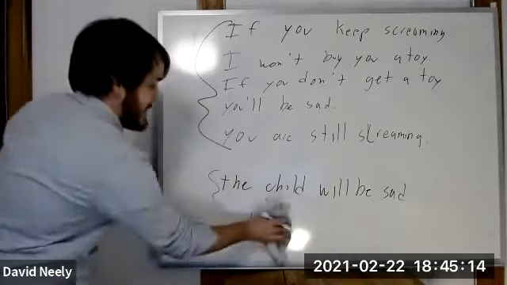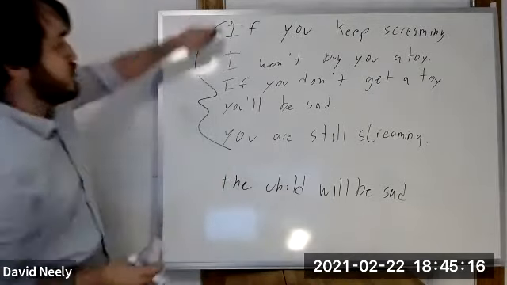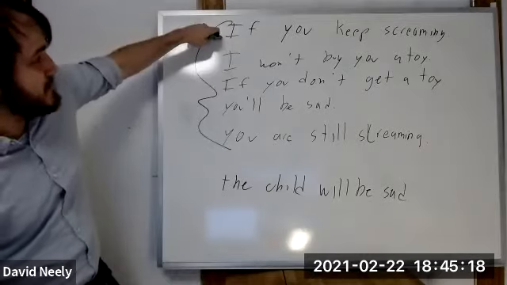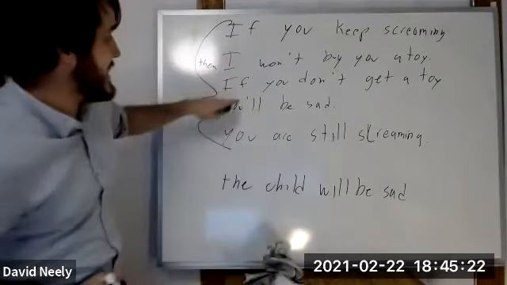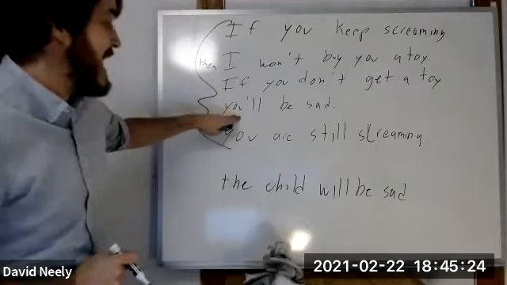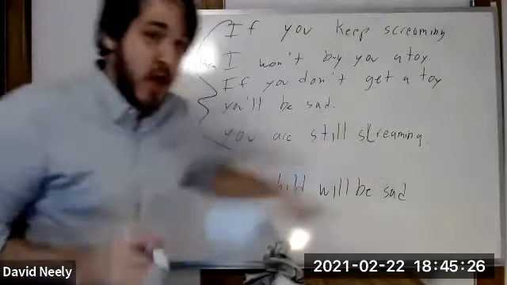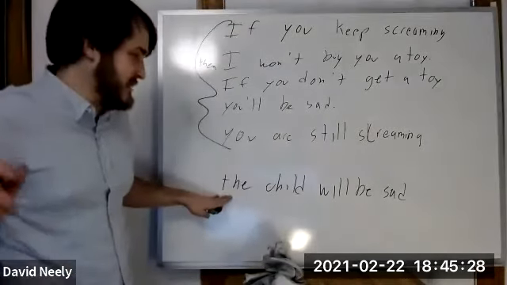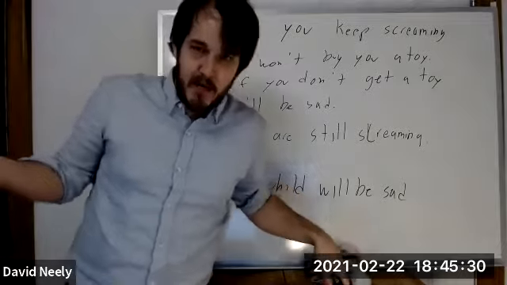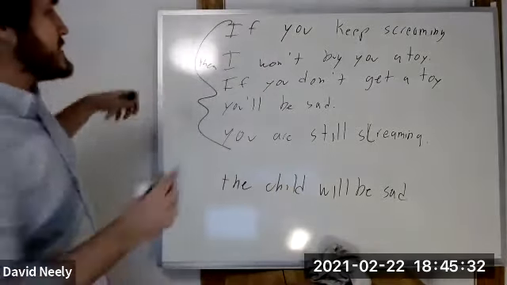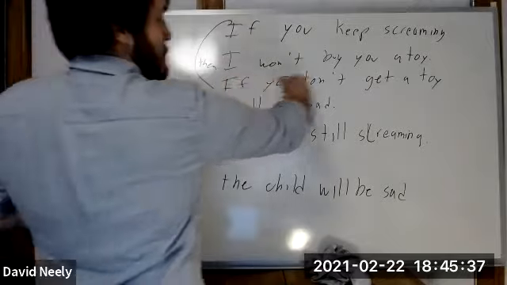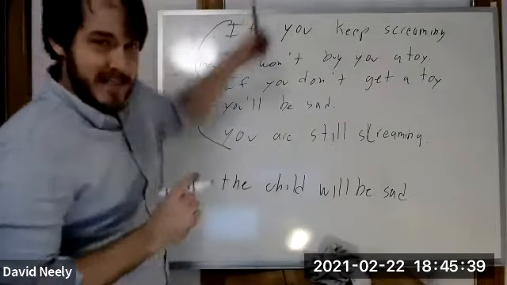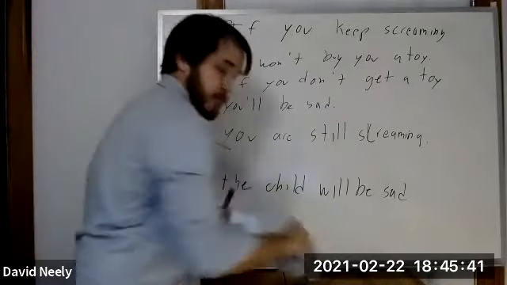Or another way of putting this, if you knew these things, if you keep screaming, I won't buy you a toy, and if you don't get a toy, you'll be sad, and you're still screaming, you could conclude, watching this, the child's going to be sad when it gets home. And why? Well, because if you actually line them up, if you keep screaming, then I won't buy you a toy. That's one sentence. So we can treat that as a single premise.